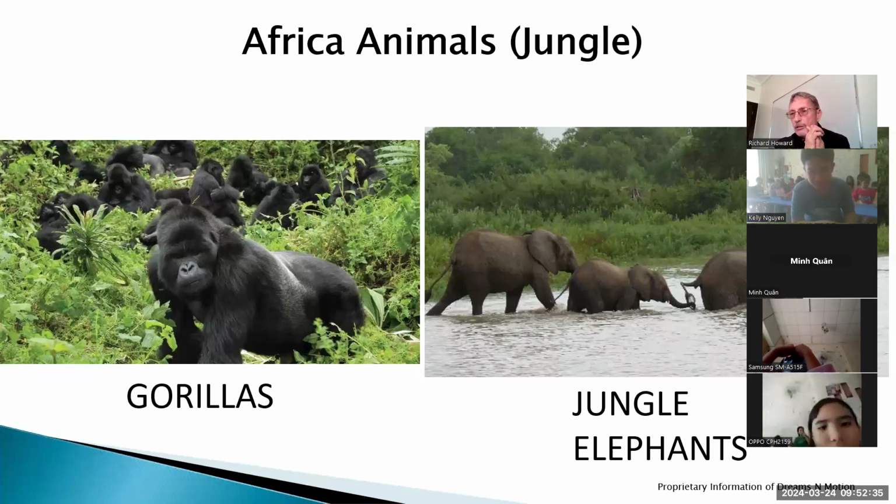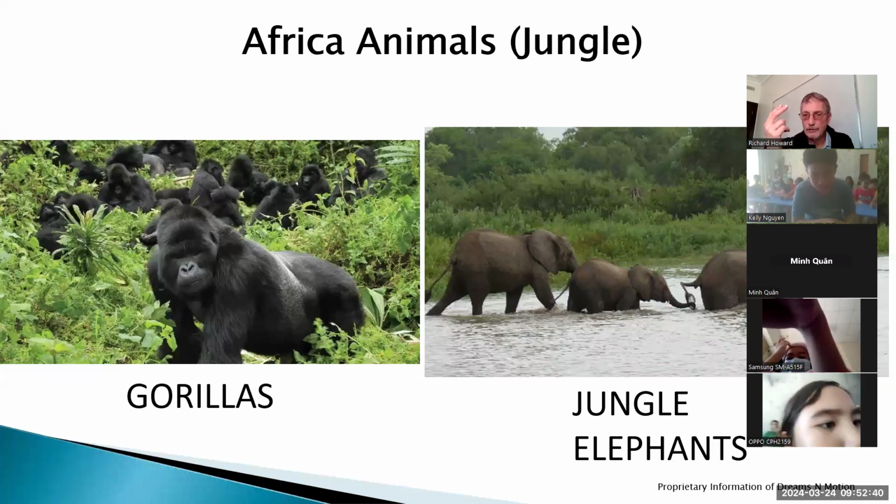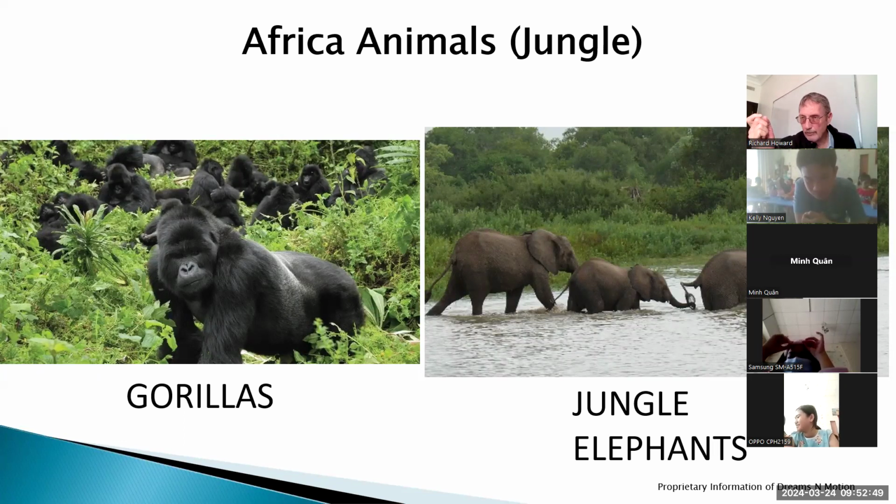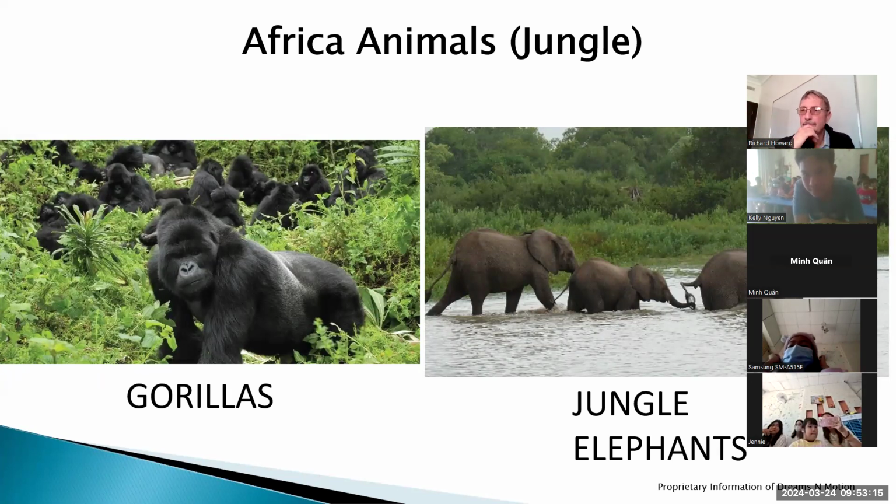Elephants. In Africa, you have two types of elephants. One lives in the jungle, one lives in other areas. In Vietnam, you also have elephants, right? You have Asian elephants. Vietnam, Thailand, some countries in Asia, also India, have elephants. The difference between the African elephant and the Asian elephant is size. The African elephants are very, very big. What do elephants eat?